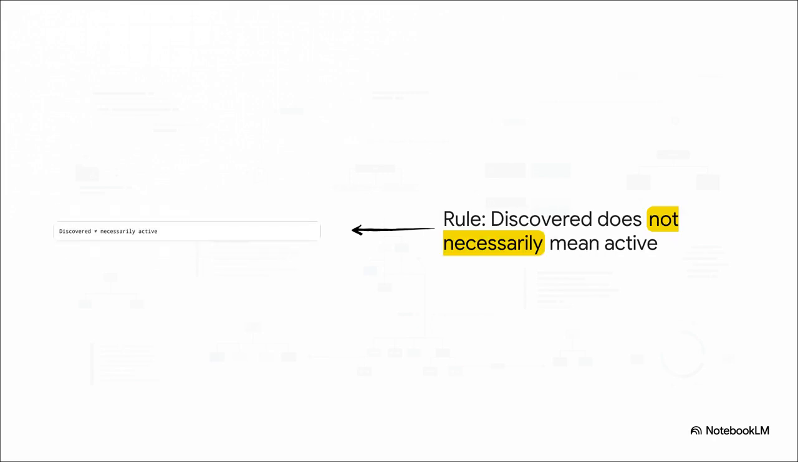So the crucial point to remember here is this. Discovered does not necessarily mean active. Just because Copilot finds a Markdown file full of instructions sitting somewhere in your repository doesn't mean it automatically activates it and floods its context window. It dynamically evaluates relevance based on scope, location, and whatever immediate task the user is doing.